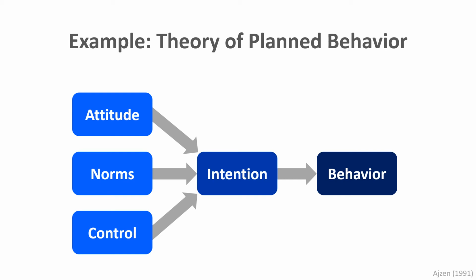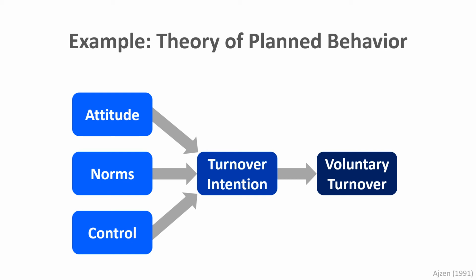So let's make this a little bit more real and concrete by bringing in some concepts that we were just talking about earlier. Let's say specifically in terms of a type of behavior, we're interested in voluntary turnover. And as a specific type of intention, we're interested in turnover intentions, so someone's intention to quit or to turn over from the organization. And we'll leave attitudes towards voluntary turnover, norms surrounding voluntary turnover, and control regarding voluntary turnover as is, because those are kind of implied in this particular theory, that these have to do with voluntary turnover.